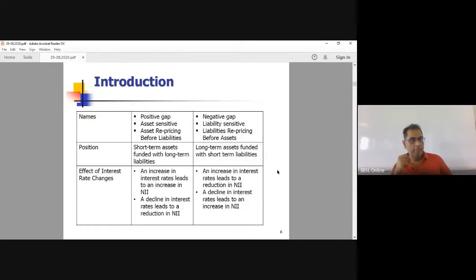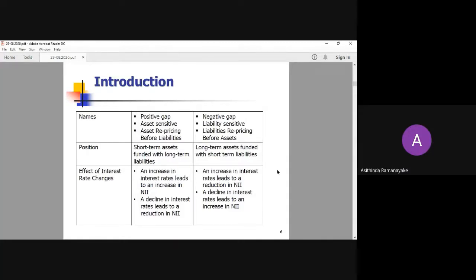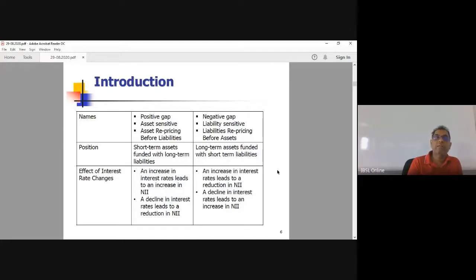Okay, which basically means you have short-term assets funded with long-term liabilities. So first understand that before we go to the effects of interest rates. What do we mean here? What's an asset? Just ask a simple question. What's an asset for a bank? Okay, simple question. Don't overthink it. What's an asset for a bank?